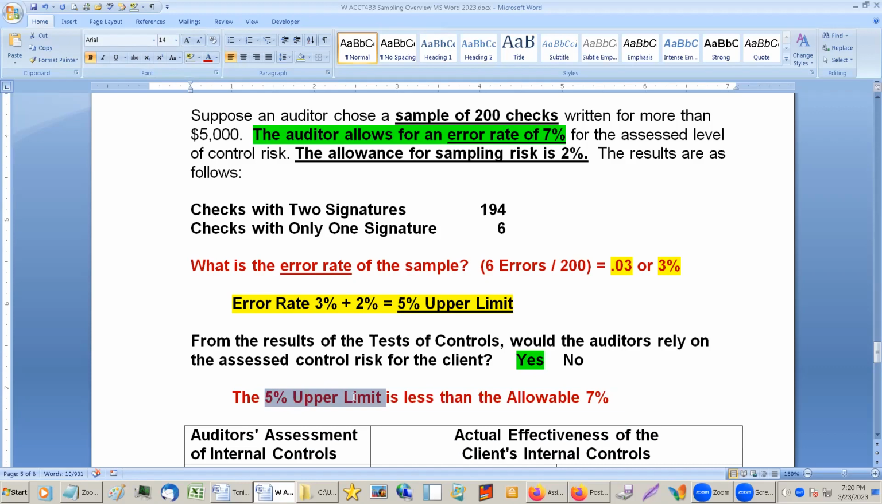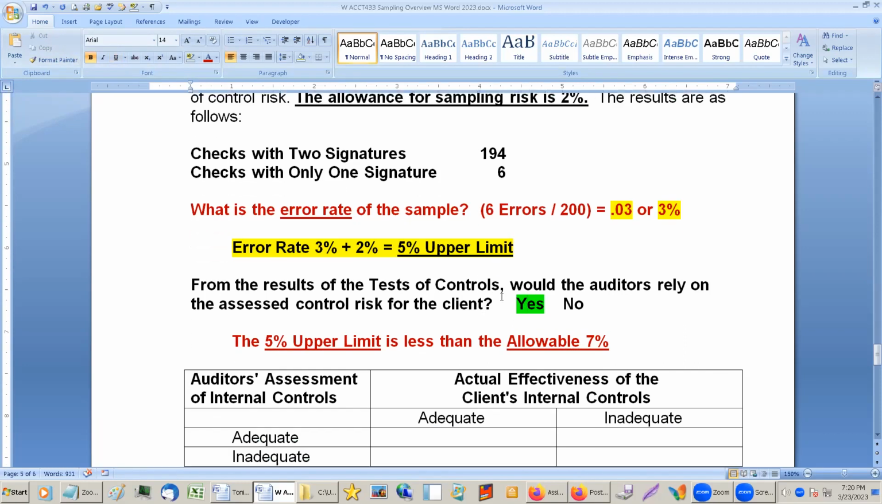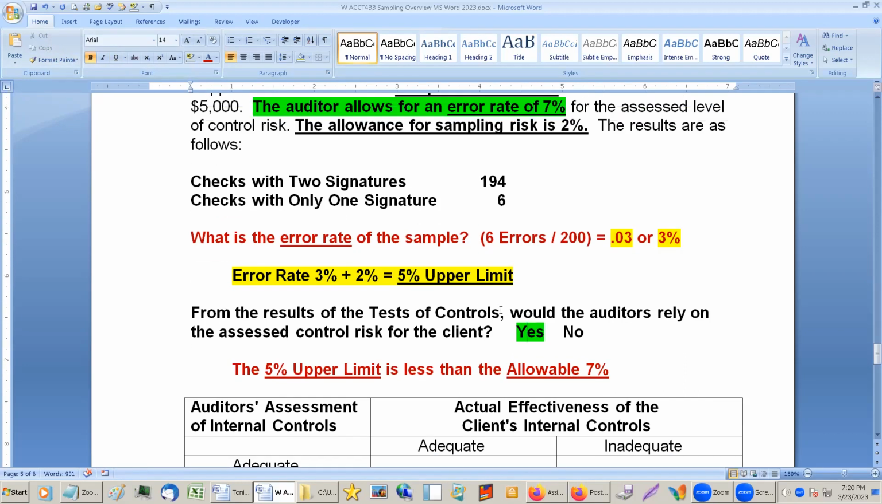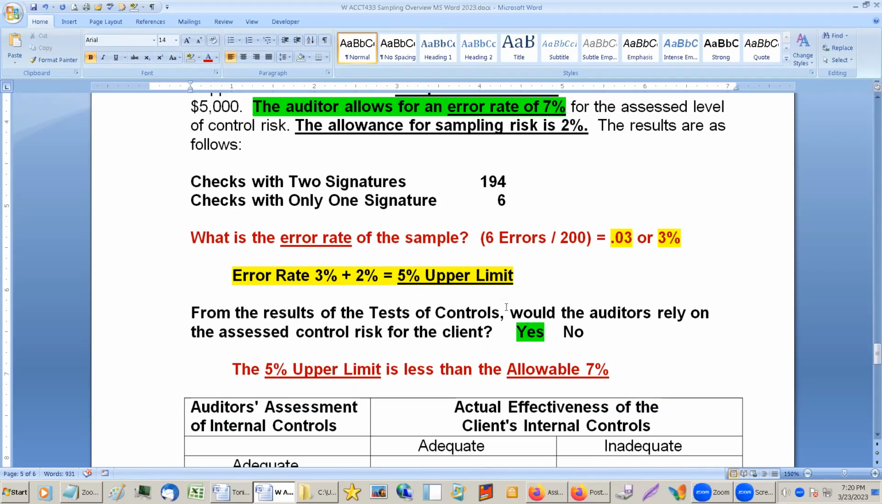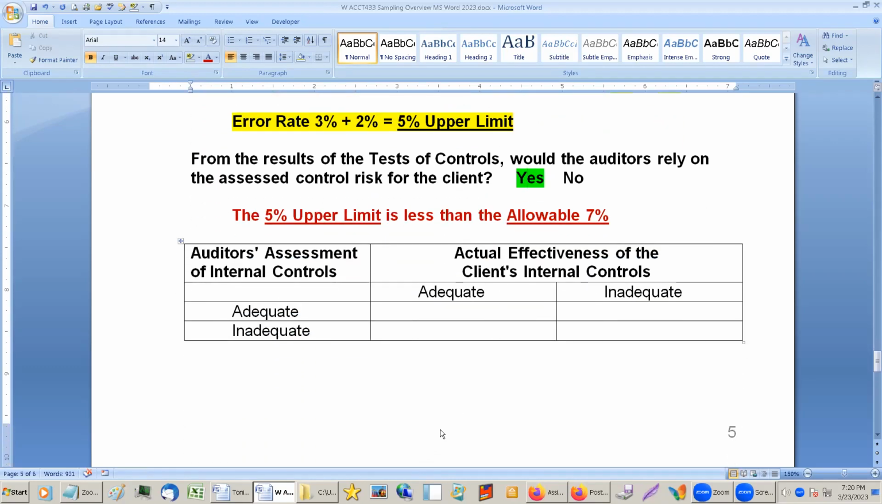So the 5% upper limit is less than the allowable 7%. So we would say, okay, this is okay, because we'd allow up to 7%. So 5% is even better. We would rely on these controls. Okay.